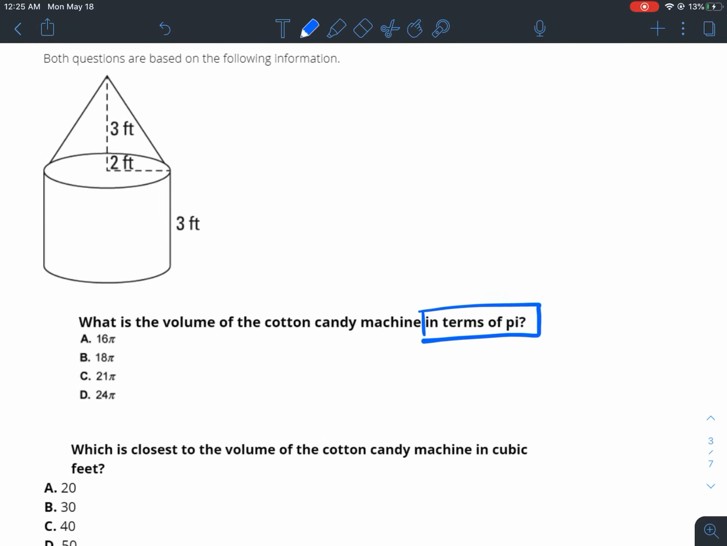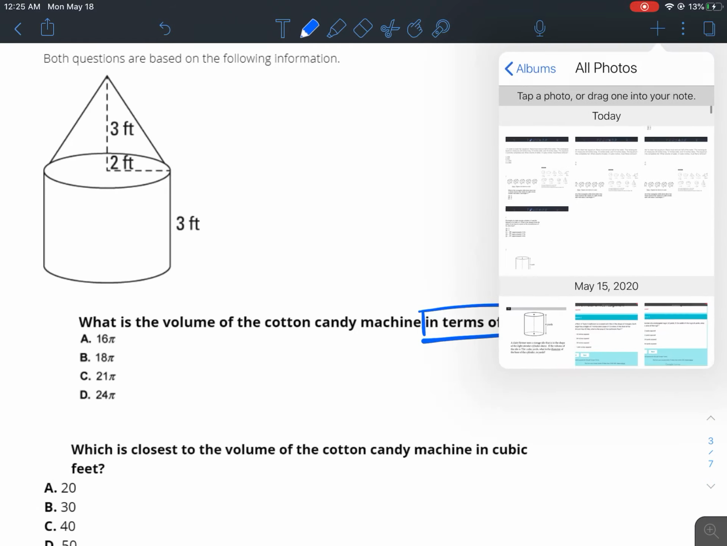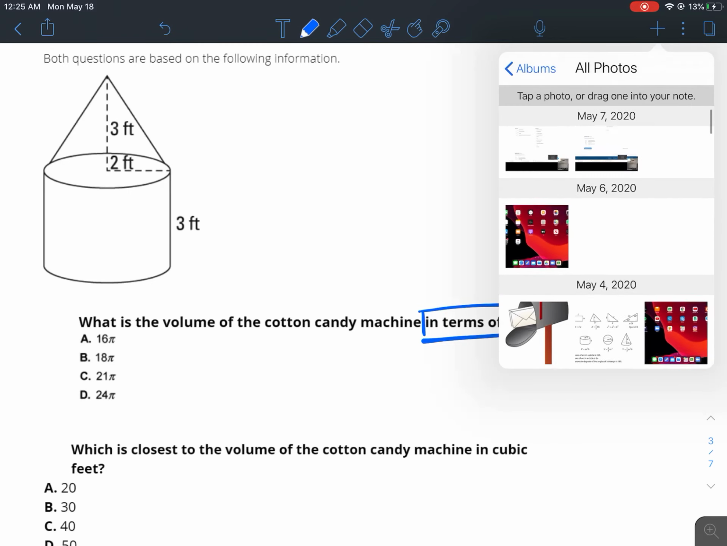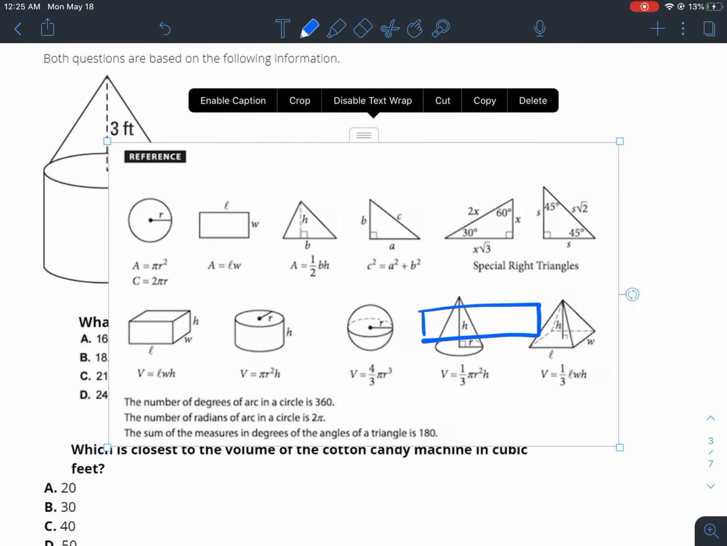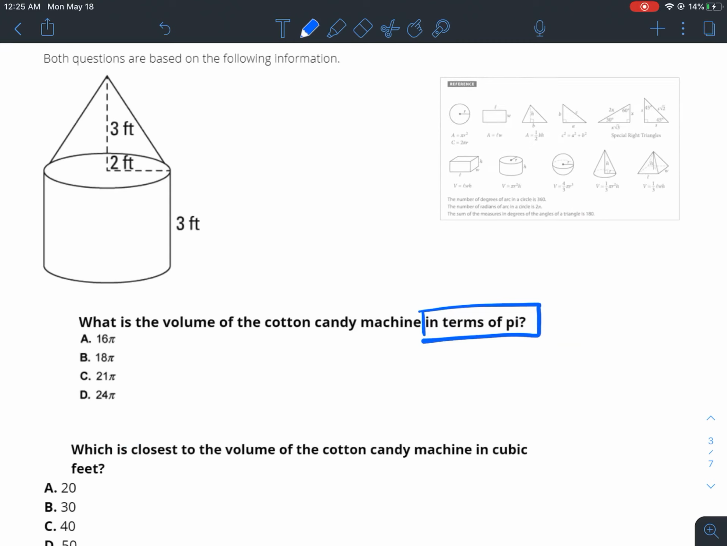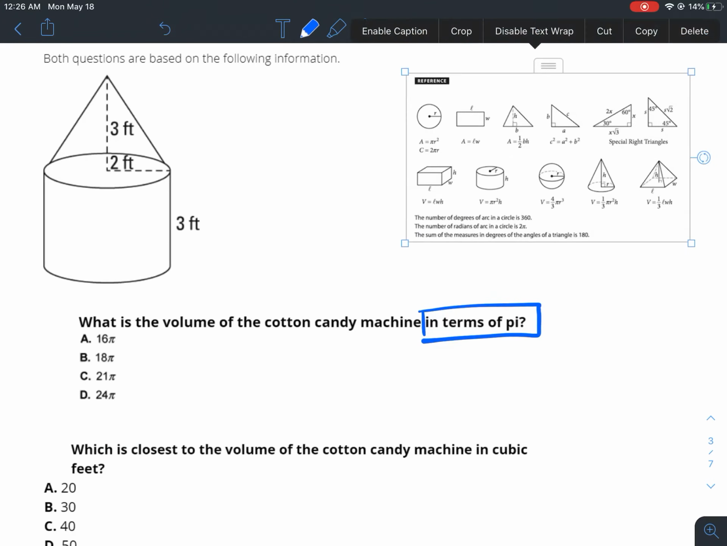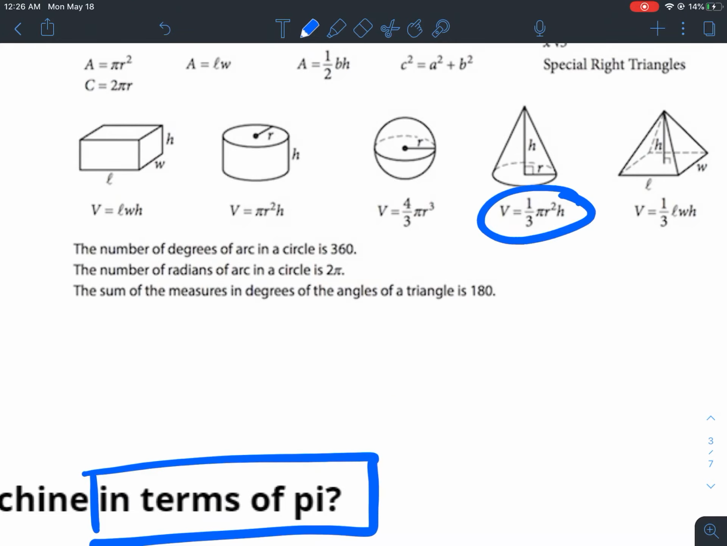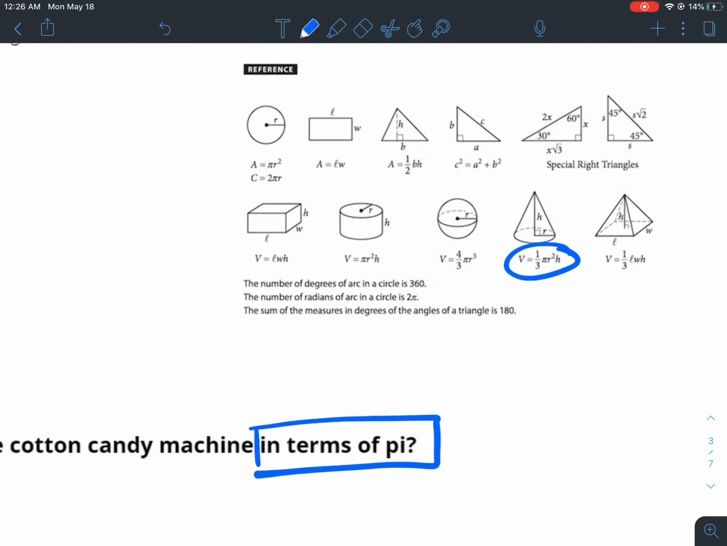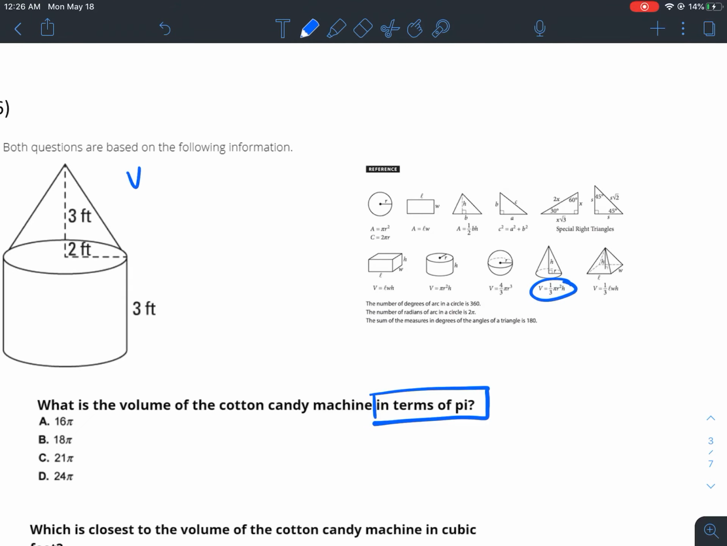So if we look, this is what we call a composite figure. It's made up of two different 3D shapes. So let's go ahead. I'm going to, again, add in our SAT formula sheet. So if we take a look at our sheet here, we've got two shapes, and we need the volume formula for each of them. So on the top, we have a cone, and if we look at our SAT formula sheet, we've got 1/3 pi radius squared height.